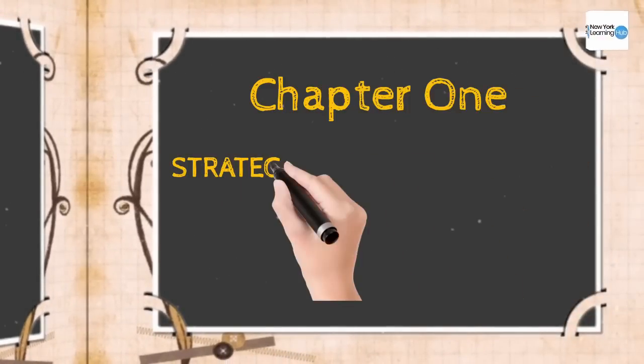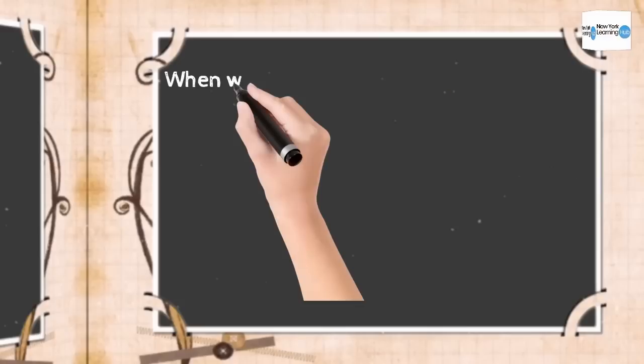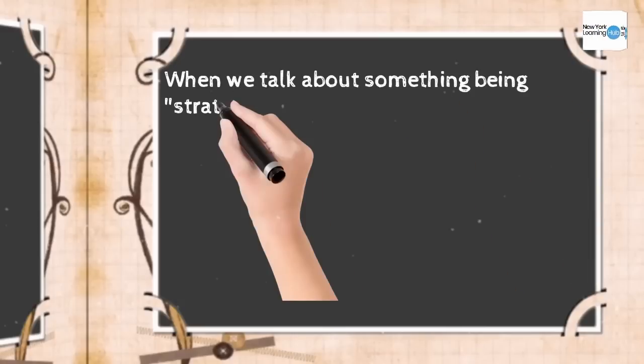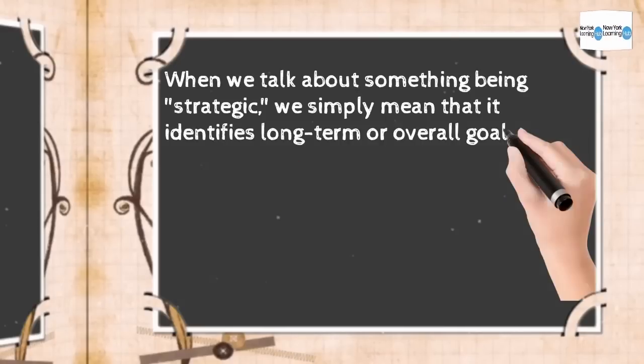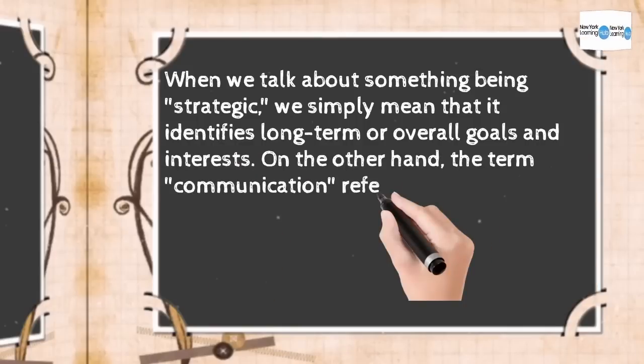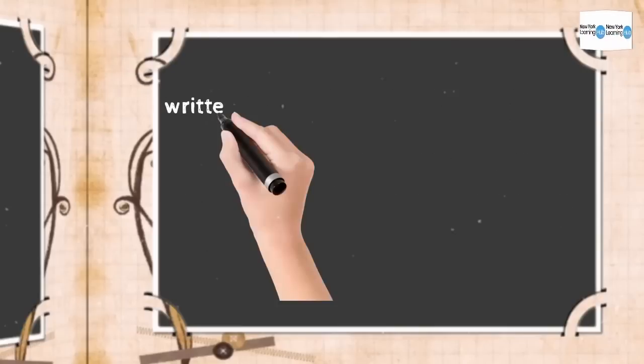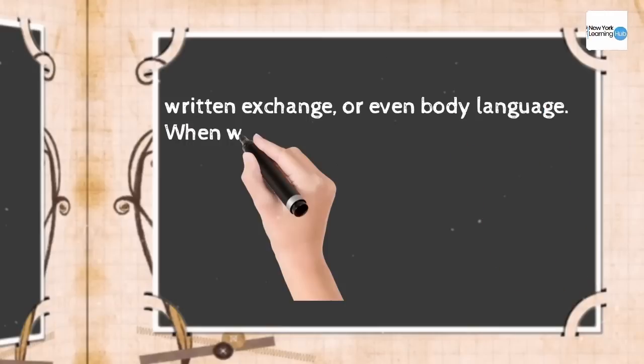Chapter 1: Strategic Communication and Overview. When we talk about something being strategic, we simply mean that it identifies long-term or overall goals and interests. On the other hand, the term communication refers to the process of exchanging information through a variety of media, such as verbal exchange, written exchange, or even body language.